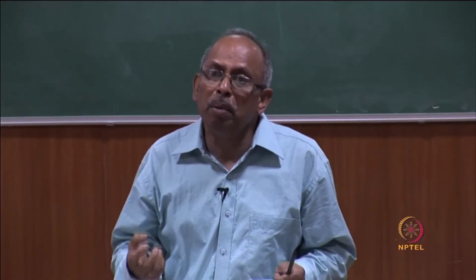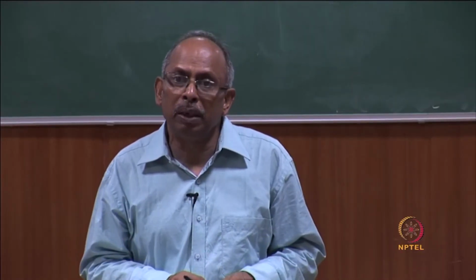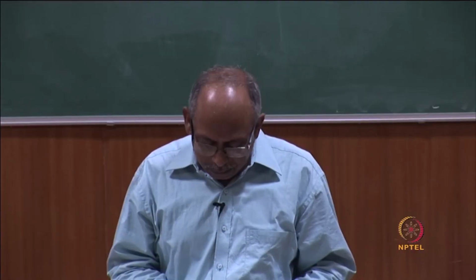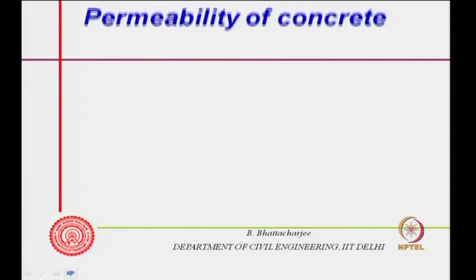Permeability is the property which governs the flow of fluid or gases through a porous material. Permeability is a measure of the ease with which liquid or gases can travel through the concrete, and it has been used and is still used as a qualitative measure of durability. I said qualitative because it can't give you any quantitative information with regards to concrete service life or anything, but you can relatively compare two concretes. More permeable concrete will be less durable than a less permeable concrete. But there are other issues, we will come to them soon.